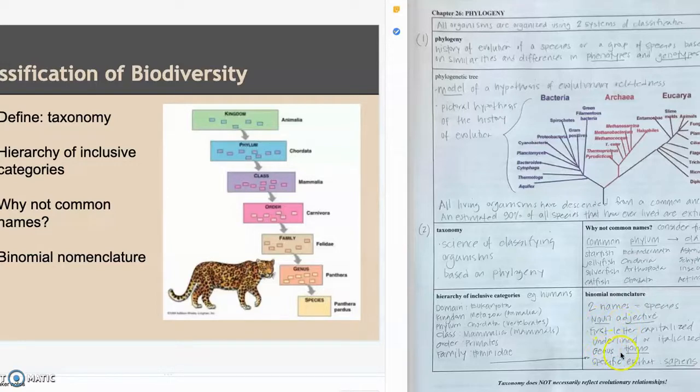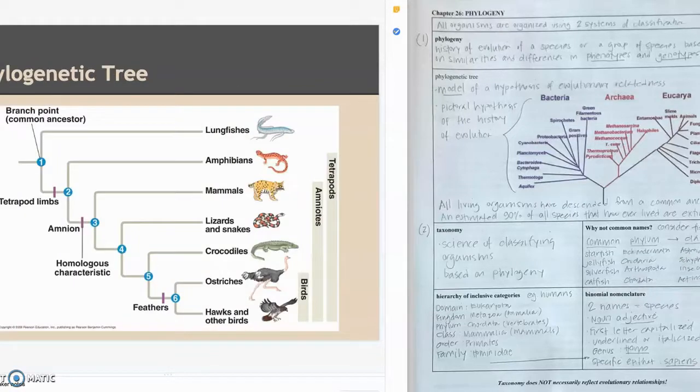So the genus is always first, that's the noun, capitalized. In humans, it's Homo. And then the specific epithet, which is the adjective, is sapiens, which means wise. So it's man wise, wise man, that's the name of our species. The species name is both of them together. So together we are Homo sapiens. It's a two-name system, and that is the binomial nomenclature, or Linnaeus's nomenclature system. Okay, that's it for taxonomy.